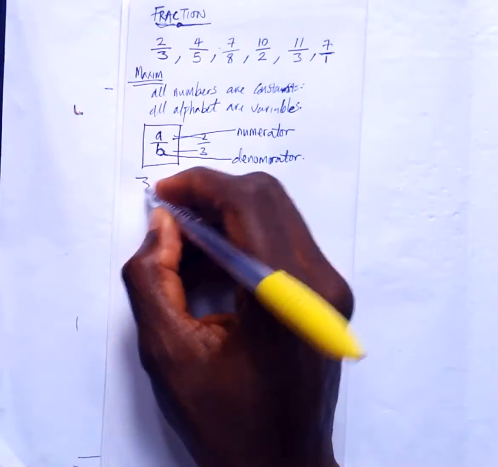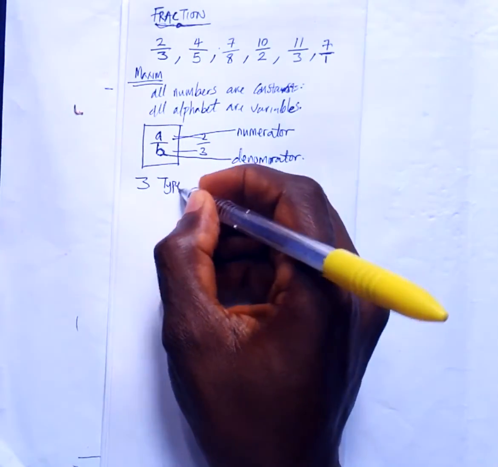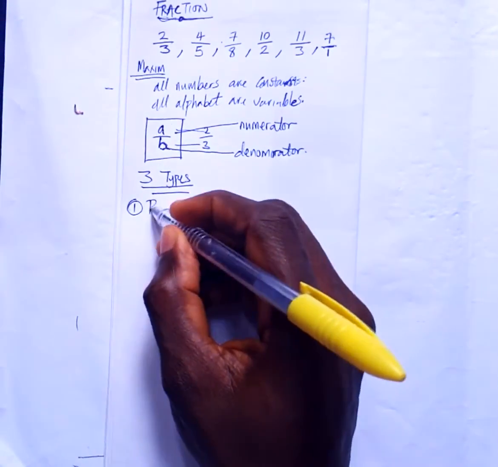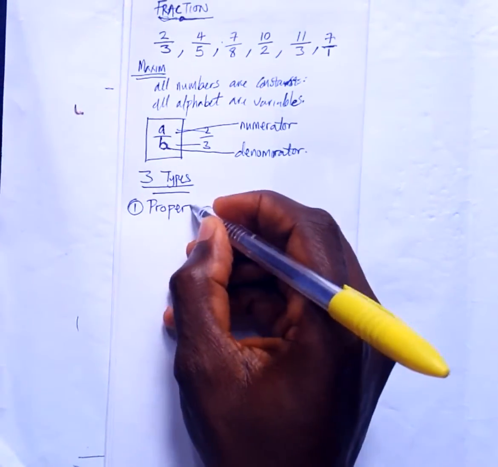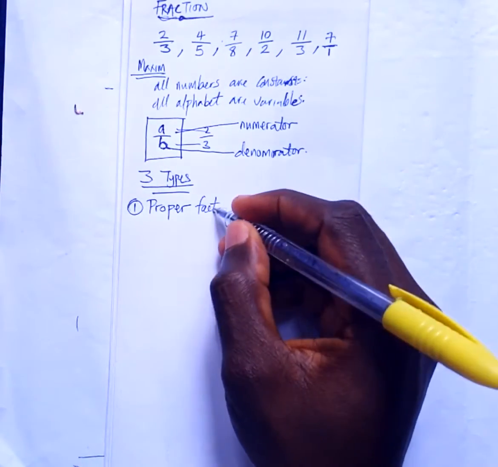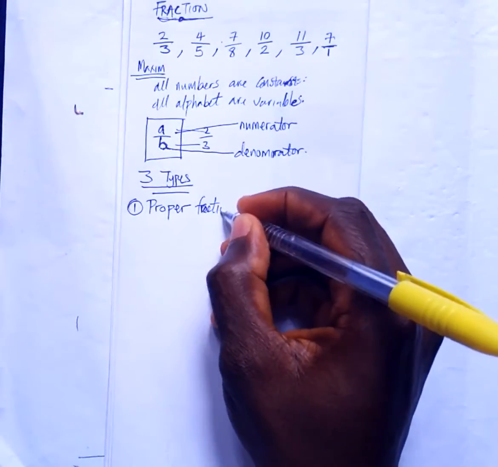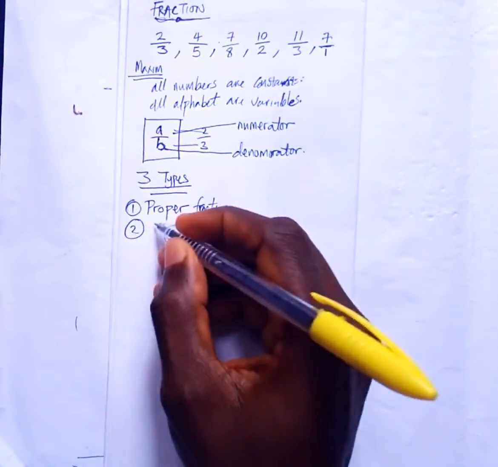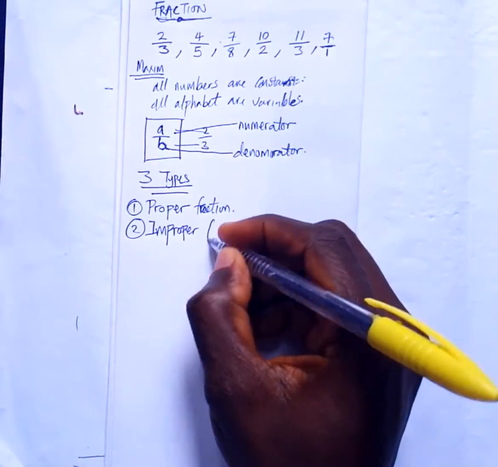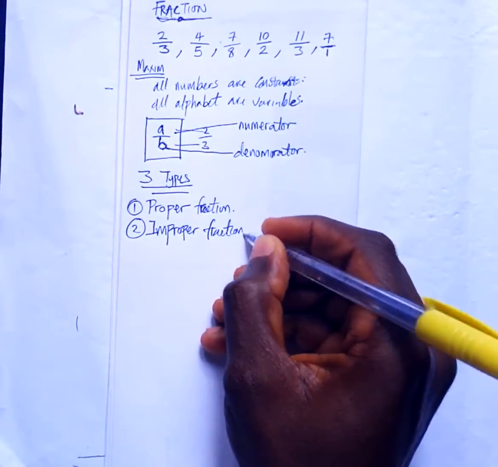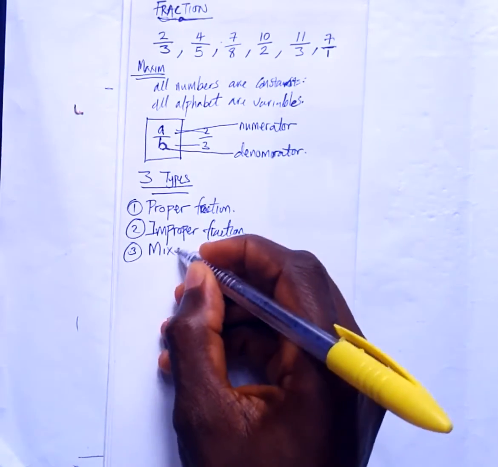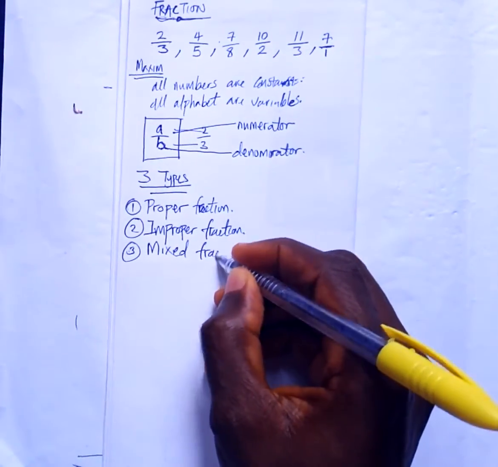And there are three types of fraction. The first one, we have the proper fraction. The second one, we have the improper fraction. And the third one, we have the mixed fraction.